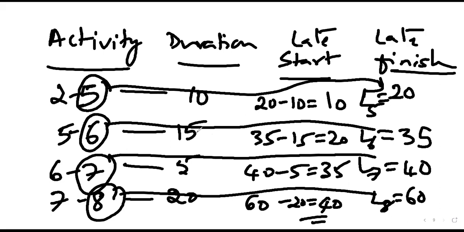If the project manager starts the activity within this particular range, then the project will be completed on time. Otherwise, it will go beyond the project completion duration. Okay, this is basically the interpretation. We'll see it in the next class. For now, you just make note of the next example.